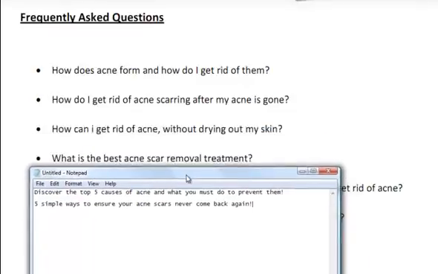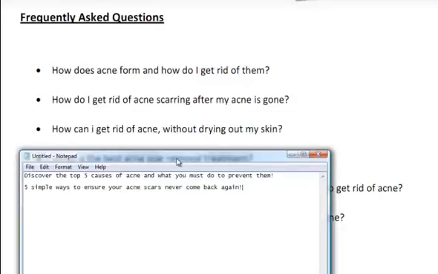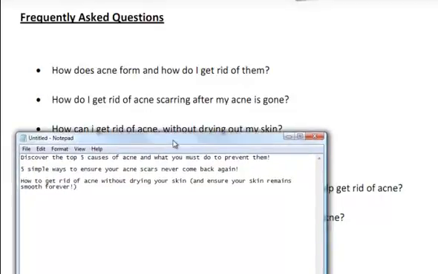Okay, let's take a look at the third question. How can I get rid of acne without drying my skin? So simply rewrite this into a possible bullet point, which is how to get rid of acne without drying your skin, and you could add a parenthesis: and ensure your skin remains smooth forever. So this is just an example, and I'm sure you get the point.